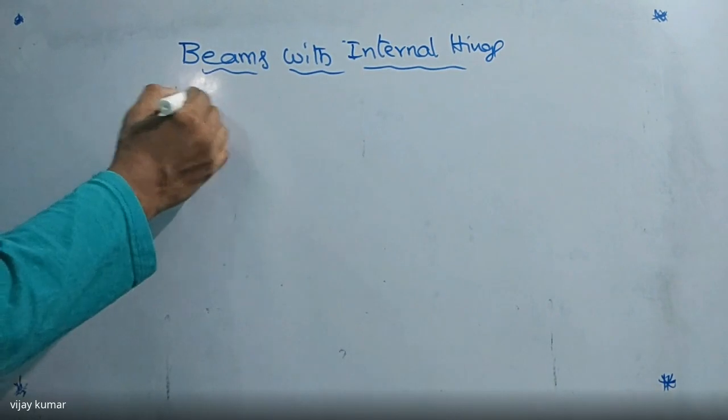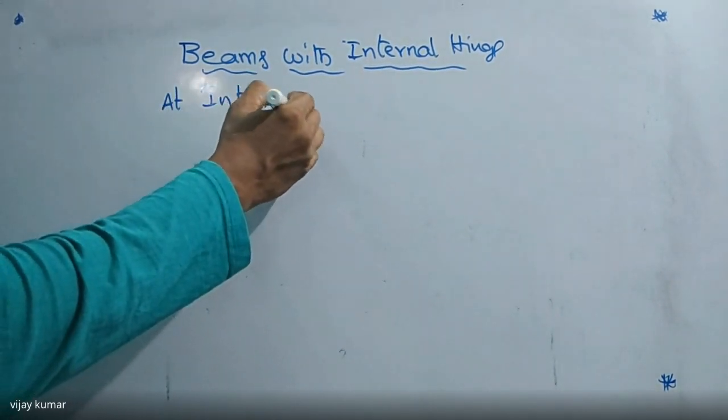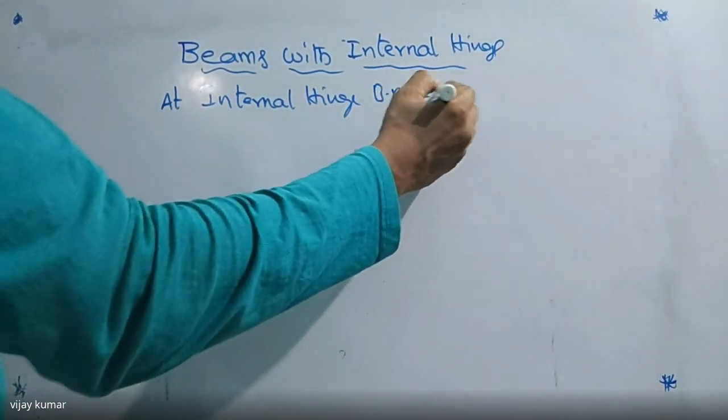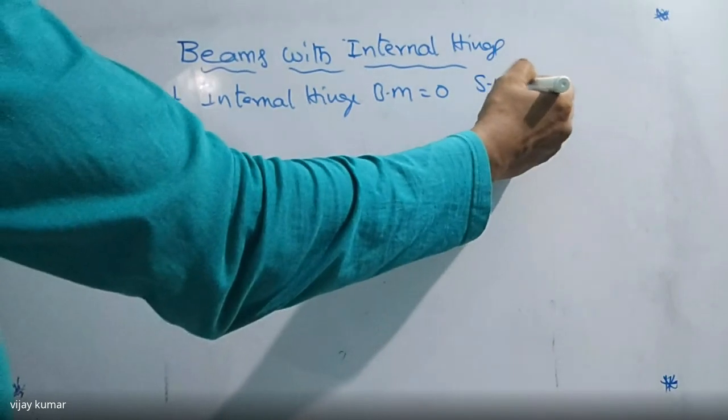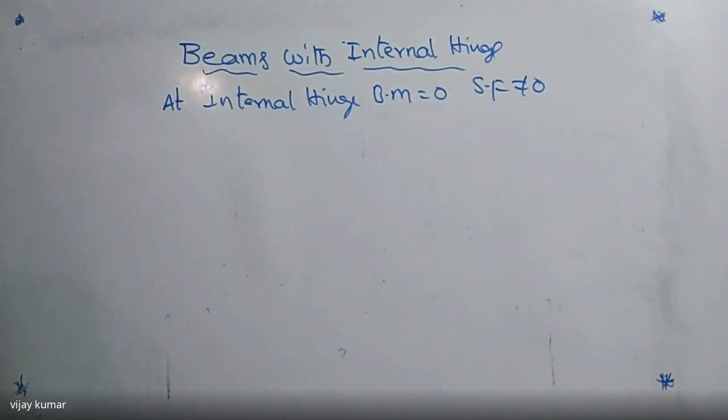At internal hinge, bending moment must be equal to zero, but shear force never equal to zero. There must be a force. But bending moment equal to how much? Zero. There is no moment at that point.